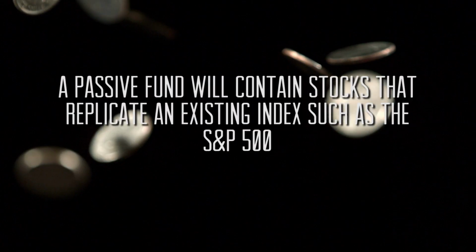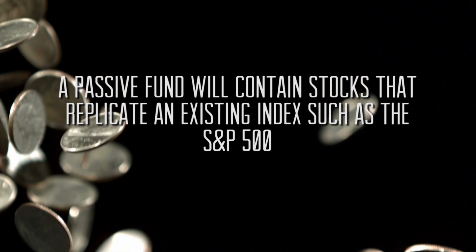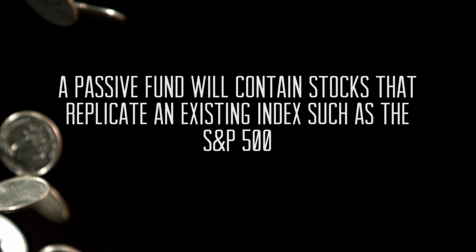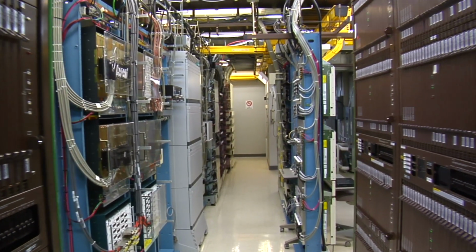The terms active and passive describe the style of a mutual fund. A passive fund will contain stocks that replicate an existing index, such as the S&P 500. The fund manager of a passive fund is mostly just a computer that keeps up with any changes in the index.